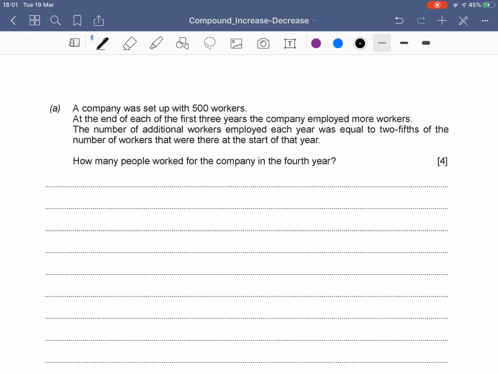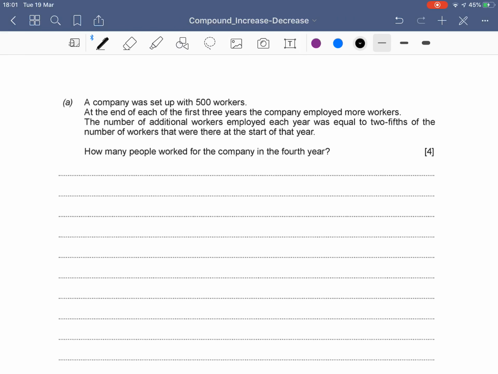Alright, next one. So a company is set up with 500 workers. At the end of each of the first 3 years, the company employed more workers. The number of additional workers employed each year was equal to 2/5 of the number of workers that were there at the start of that year. How many people worked for the company in the 4th year? So I'm assuming they mean the end of the 4th year, so we'll include that as well.